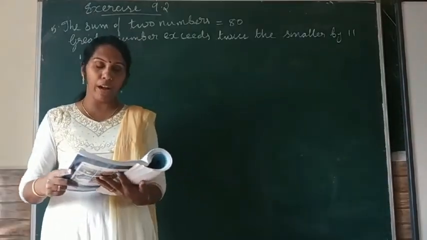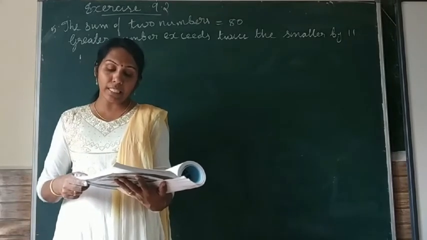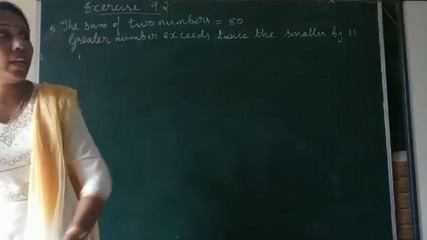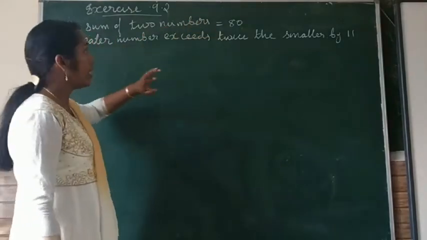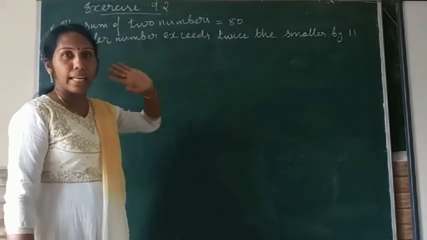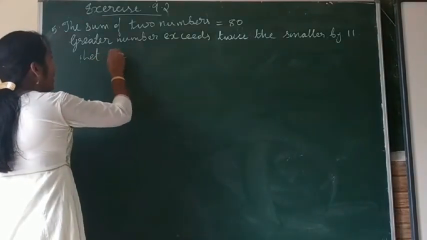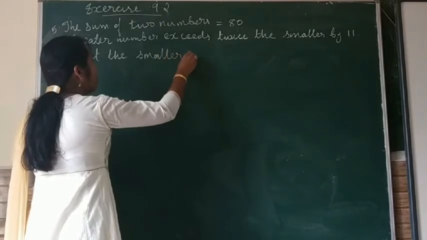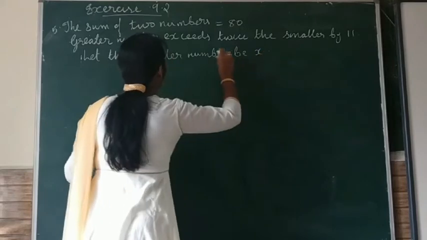Now we have question number 5. The sum of two numbers is 80 and the greater number exceeds twice the smaller by 11. So let us take the smaller number. Let the smaller number be x. You have to find out both the numbers. So we take the smaller number to be x. Then what is the greater number?